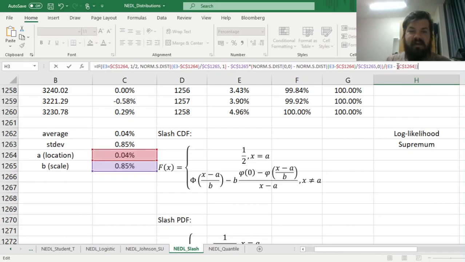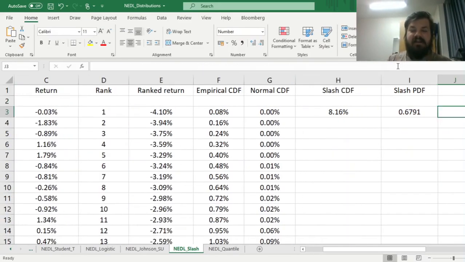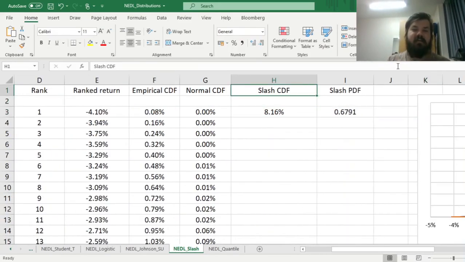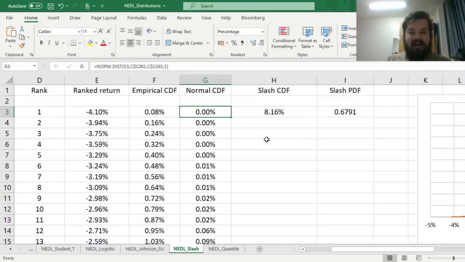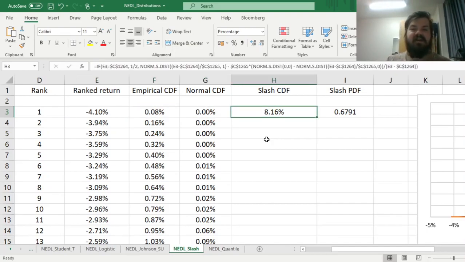And we can close the parentheses, enforce the formula, and see that for the baseline case, our tail is actually quite fat. 8.16%, it's actually quite heavy of a tail, given that the normal distribution gives us zero and a negligibly small probability of us reaching -4%, and the empirical distribution function gives us 0.08%. So can we actually get our tail to be more representative of our data?